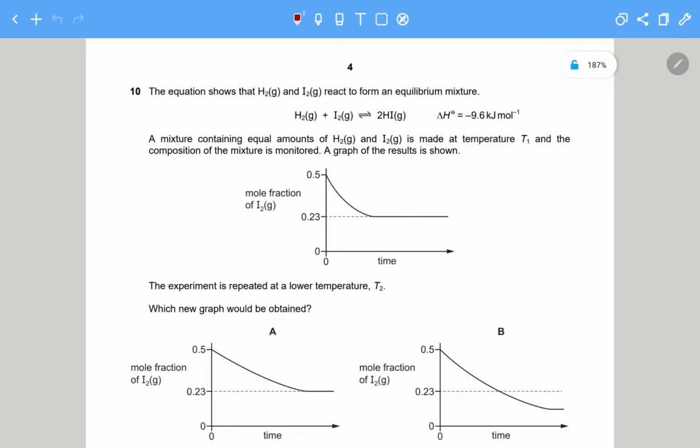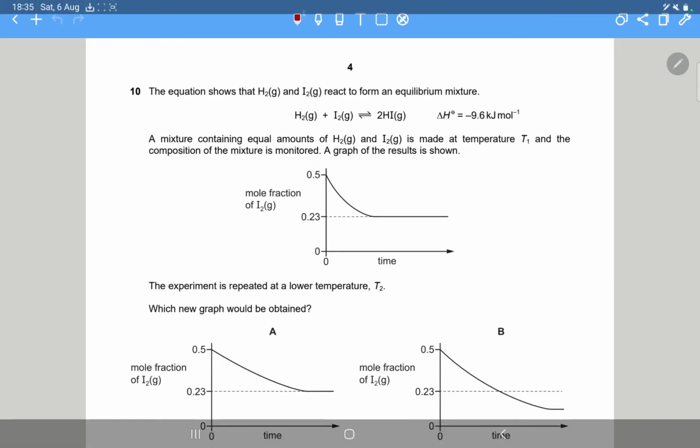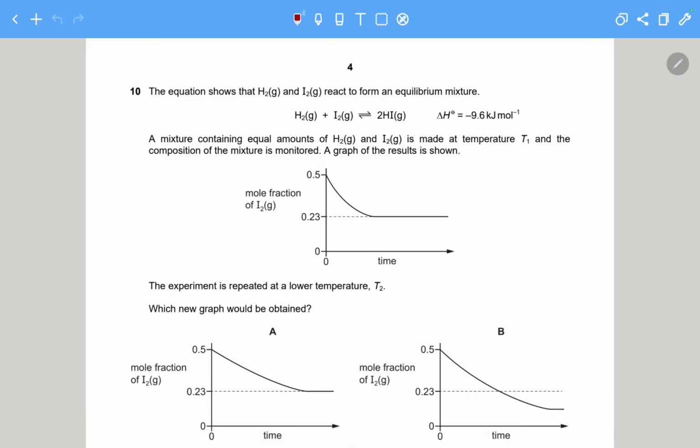Question 10. The equation shows that hydrogen gas and iodine gas react to form an equilibrium mixture. And they've given us the equation along with the enthalpy change. It's exothermic. A mixture containing equal amounts of hydrogen and iodine is made at temperature T1, and the composition of the mixture is monitored. A graph of the results is shown. So the mole fraction of iodine decreases from 0.5 to 0.23. The experiment is repeated at lower temperature T2, and which new graph would be obtained?